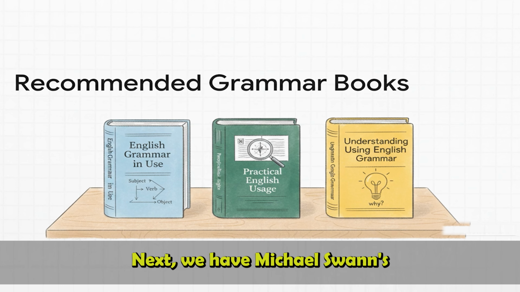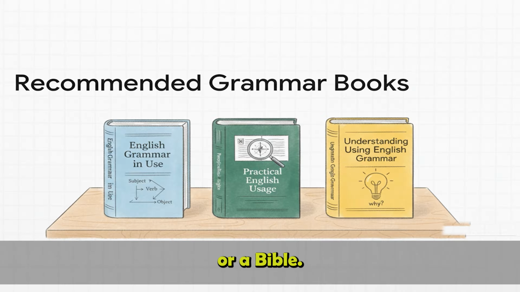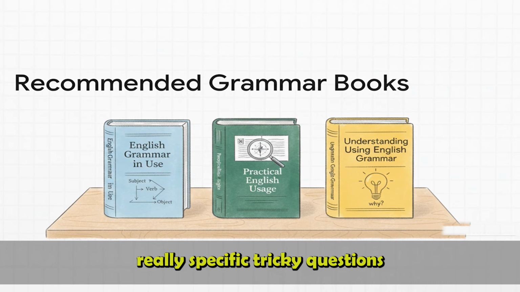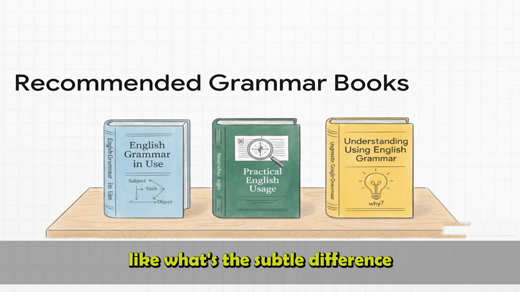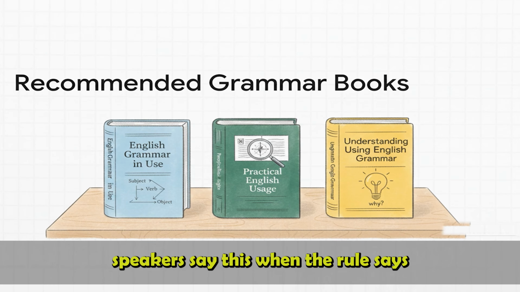Next, we have Michael Swan's Practical English Usage. This book is a masterpiece. It's not a book you read from cover to cover. It's more like a grammar encyclopedia or a Bible. When you have one of those really specific, tricky questions like, what's the subtle difference between these two words? Or why do native speakers say this when the rule says that? Swan has the answer. It is the ultimate guide to nuance and real-world usage.